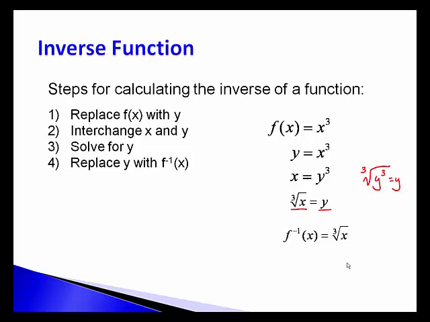Let's just check to see if it works. Let's take our original function up here, and let's just pick a number. I happen to pick 4 to plug in. That would mean that f of 4 is equal to 4 cubed, which is 64. That says that it pairs a domain element of 4 with a range element of 64. Let me come up here one more time. The function pairs these two numbers together.